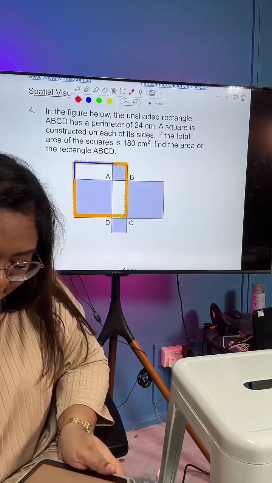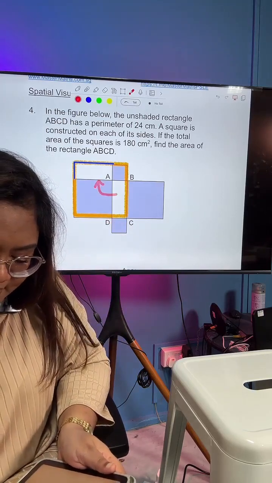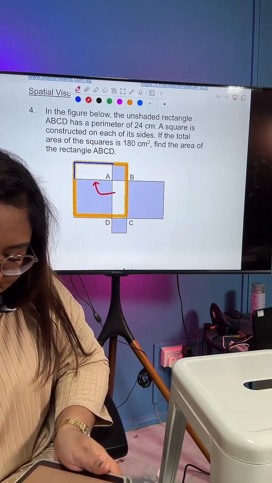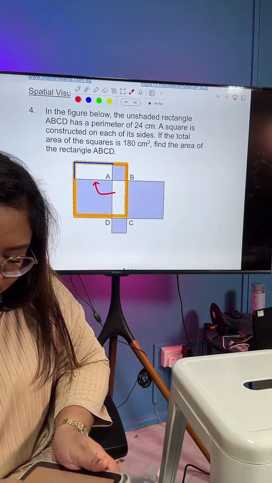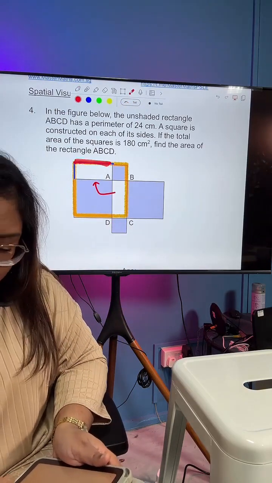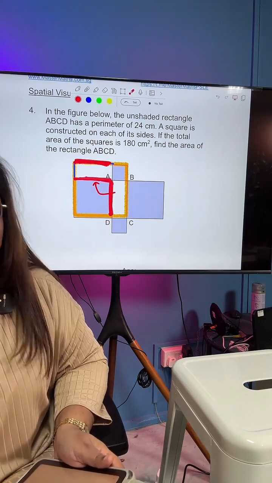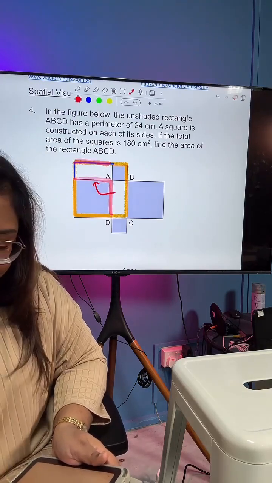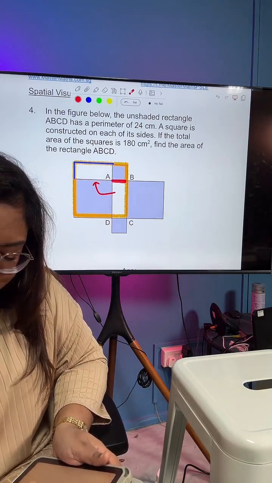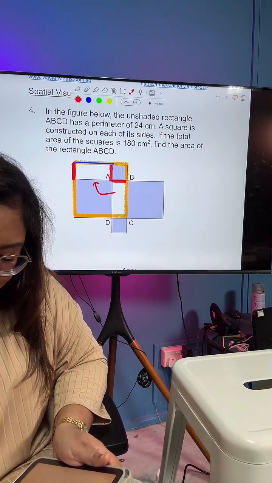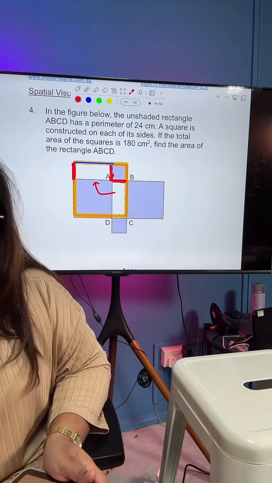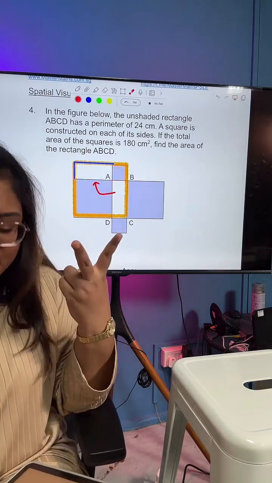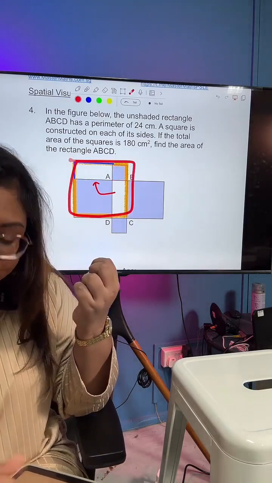So notice that the rectangle here and there, they are exactly the same. Because this portion, red one, is equal to this portion, which is equal to this portion, because it's a square. And then this short one is equal to this short one, because again, it's a square. Okay? So we get 2 ABCDs in this big square.